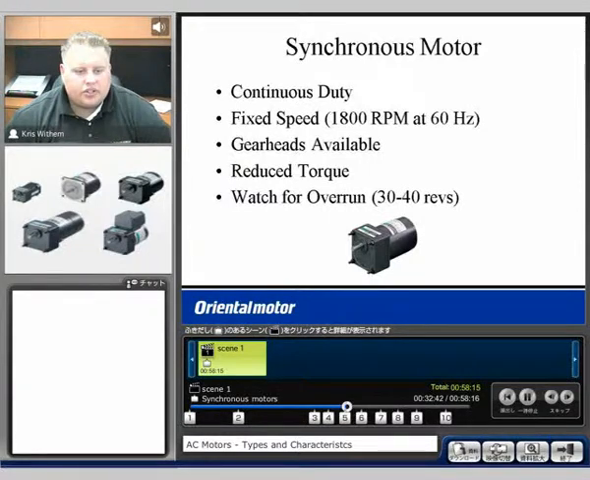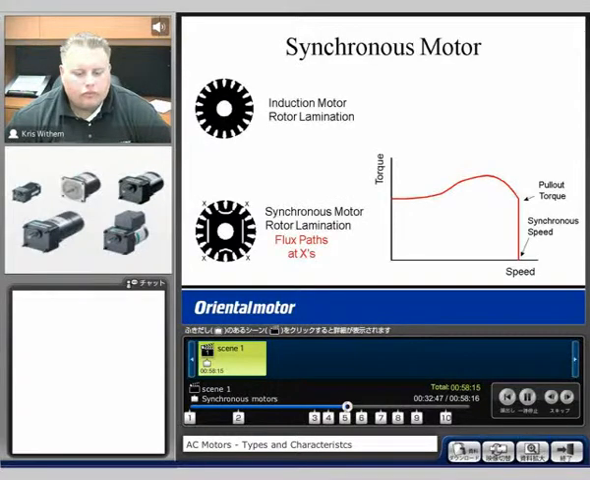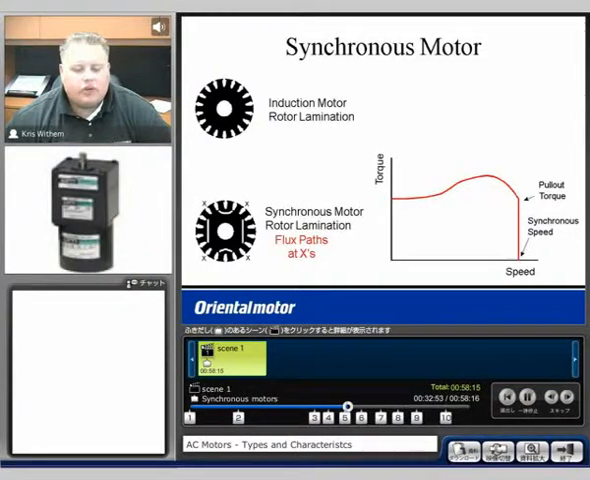Now, the difference with the synchronous motor, if we take a look here, 4 notches are made into the rotor lamination of the synchronous motor. These extra notches are filled with the molten aluminum, so it's the same process of making the AC induction motor. We're still skewing the plates, but we're also adding 4 extra notches. This creates an area that has higher reluctance in the areas between the notches.